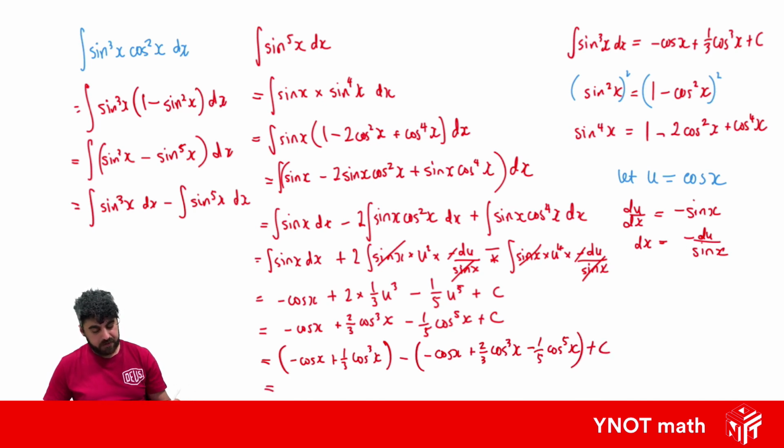And what's going to happen here is that we're going to have minus cos x minus cos x, so it's going to be plus cos x, so they're going to cancel out. So these will cancel out. We have a third cos cubed x minus 2/3 cos cubed x is going to give us minus a third cos cubed x. And then we've got minus a fifth, which is going to be plus a fifth cos to the 5x plus our constant for the final answer of the integral.